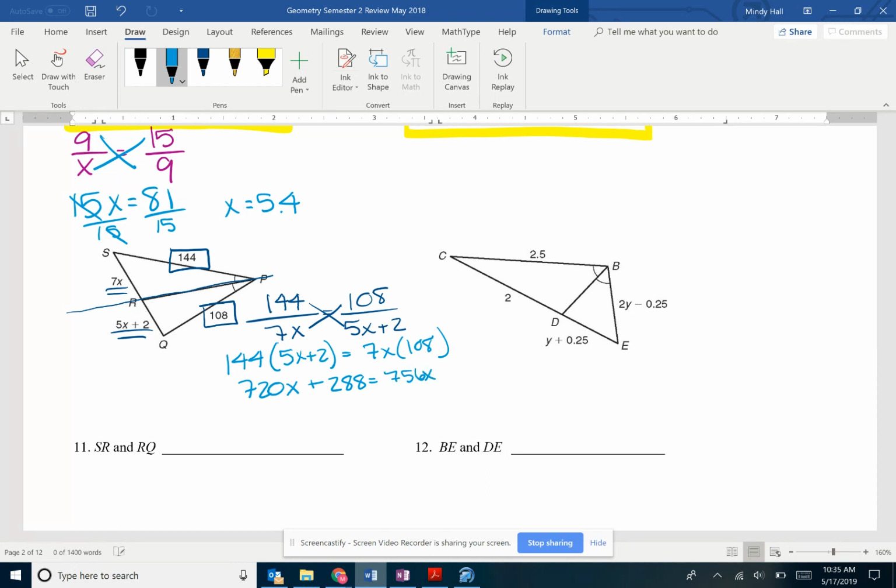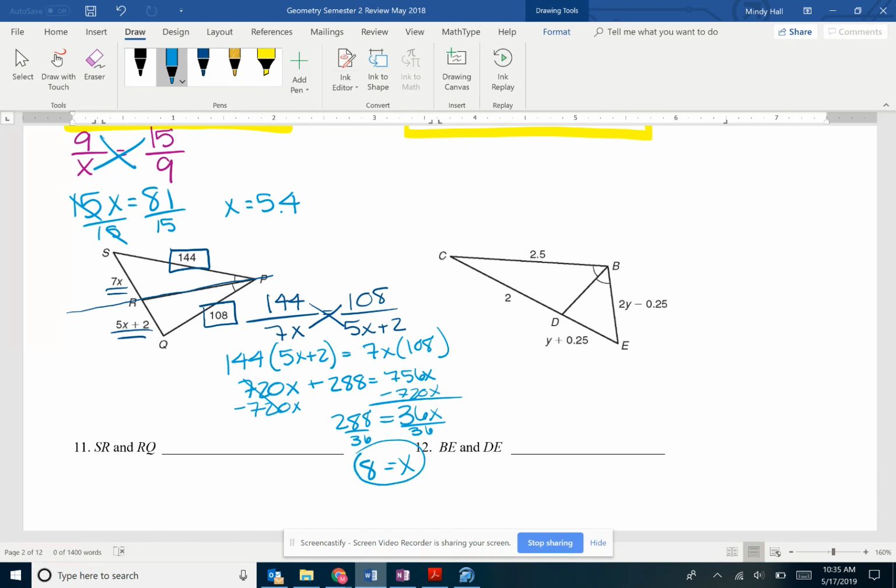So I notice I have x's on both sides. I'm going to go ahead and just move that 720x over. So then I have 288 equals 756 minus 720, which is 36x. And then we divide by 36 to get that x is 8.